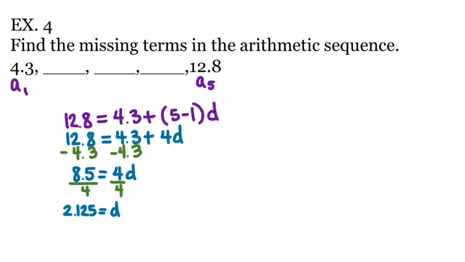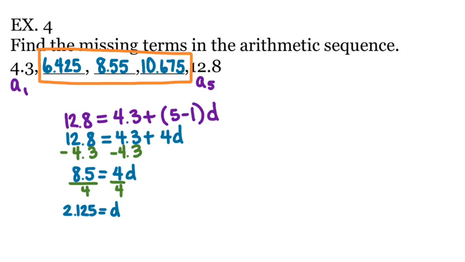So now that I know the common difference, I can take that and add it to the first term and continue that pattern to fill in those next three blanks. So 4.3 plus 2.125 is 6.425. Then I continue to add 2.125, and the third term would be 8.55. I add again, and the fourth term would be 10.675. So you use that explicit formula to plug in the information that you know, and you can solve for the common difference and then fill in the sequence.